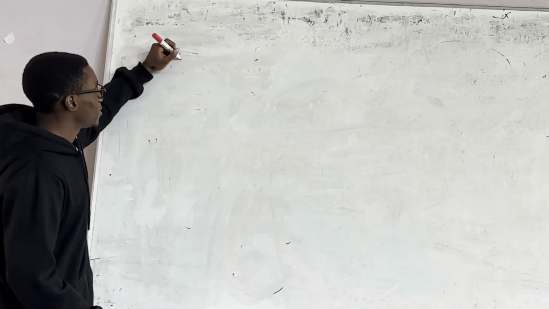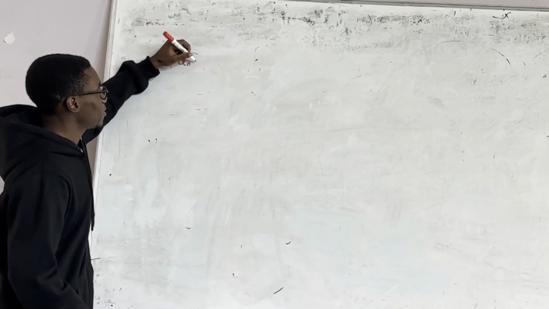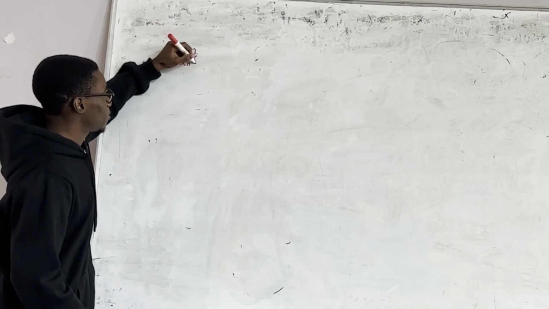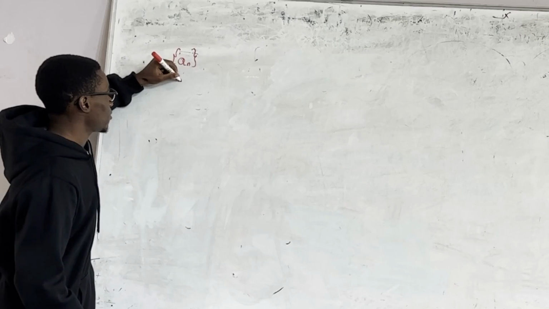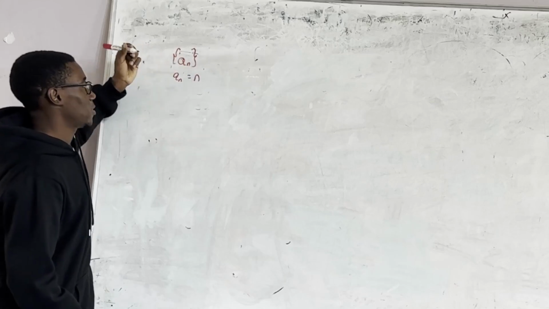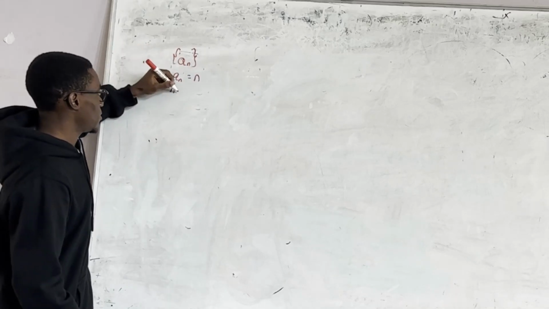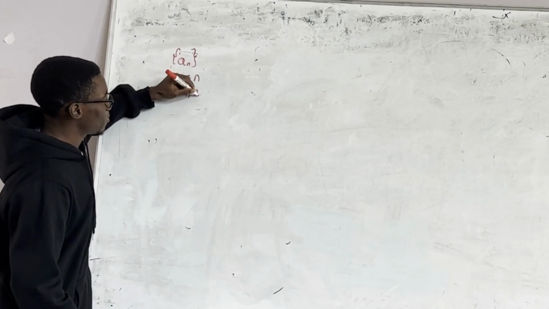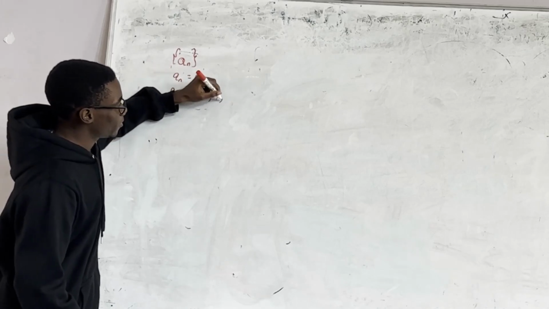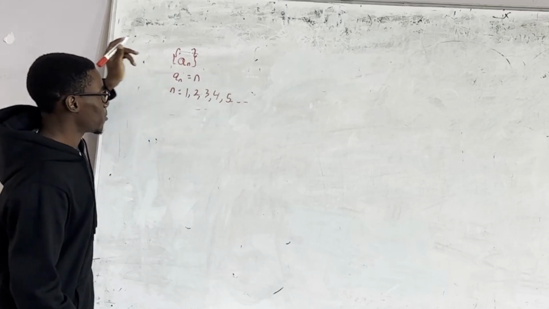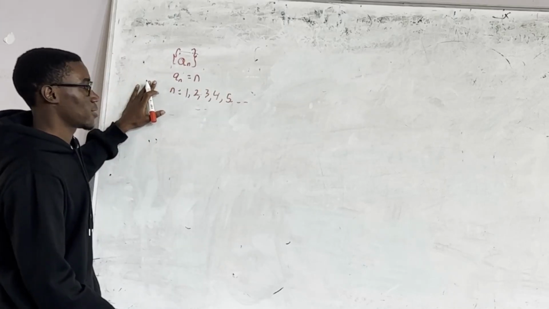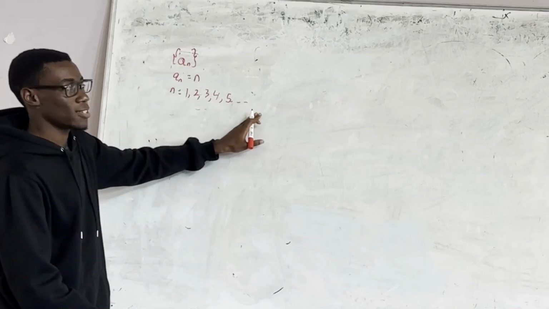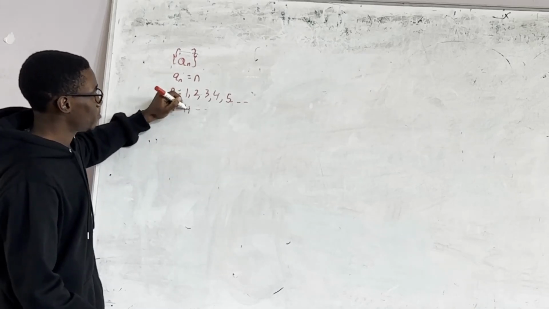Given a sequence, A of n, let me say A of n is equal to n. Then n is equal to 1, 2, 3, 4, and so on. Then a series is a summation of these elements.